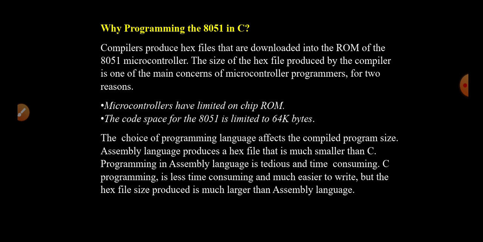Okay, so the size of the programming language affects the compiled program size. Assembly language programs produce a hex file that is much smaller as compared to the hex file produced by the C program or your embedded C. So programming in assembly is tedious as well as time consuming, whereas programming in C is less time consuming and much easier to write, but the hex file produced in C is much larger than the hex file produced in assembly language.